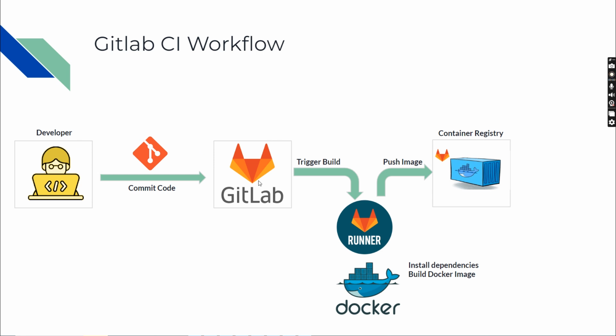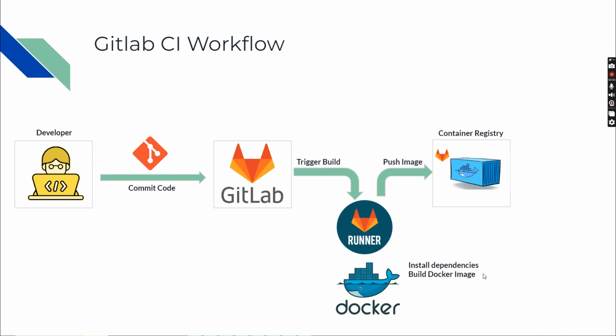So the developer commits the code to the GitLab repository, and when the commit happens, a build job, basically a CI job, gets triggered, and the CI job definition is embedded within the CI file. The job gets executed in the runner, and the runner will install the dependencies and build the Docker image.